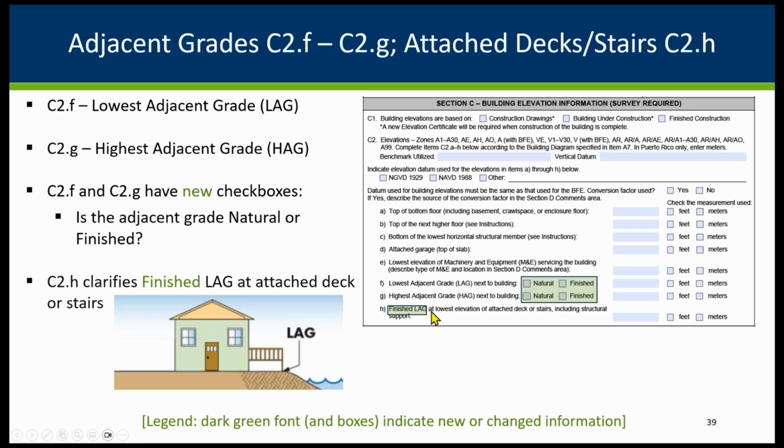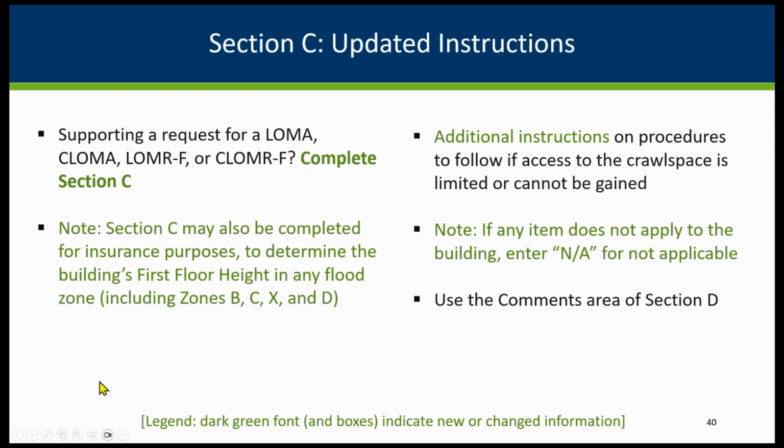They've had lowest adjacent grade at the support for any attached deck and stairs for quite a few years. So in this example here, you have an attached deck, you have to put that lowest adjacent grade. If there's not an attached deck or stairs, you put NA there. And for that, it has to be the finished grade. So again, they've updated some of the instructions here.